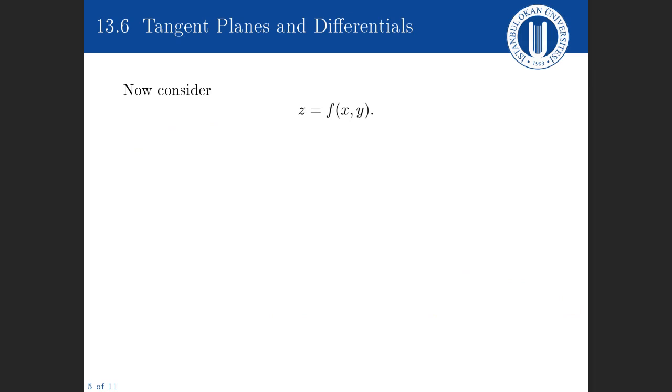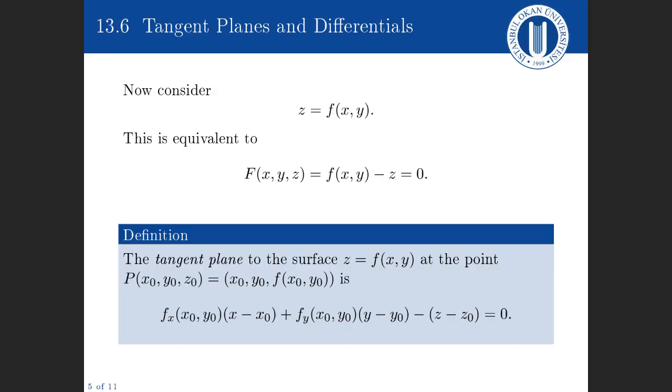Now let's think about z is equal to f of x and y. That would be the same as writing f of x and y minus z is equal to 0. Or if we have this new function, capital F, it's the same as writing capital F of x, y, z is equal to 0. So using that idea, the tangent plane to the surface z is equal to f of x and y is the same as saying the tangent plane to capital F is equal to 0.